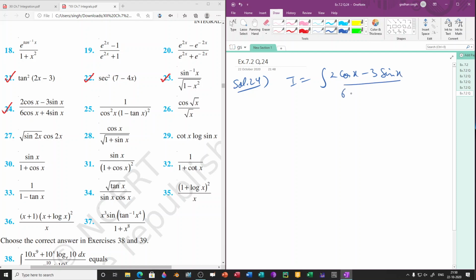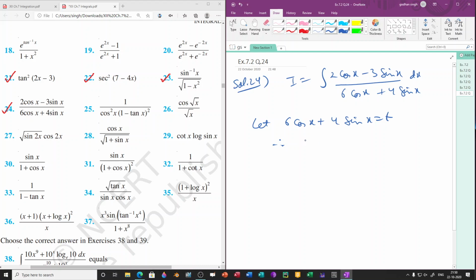over (6 cos x plus 4 sin x) dx. And if you see carefully, if we take the denominator as t, the differentiation of cos is minus sin and the differentiation of sin is cos, so it is already in the numerator. So we will be taking the denominator as t. So let 6 cos x plus 4 sin x equal to t.